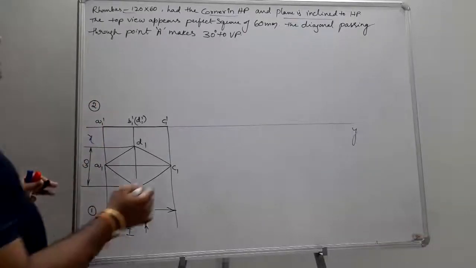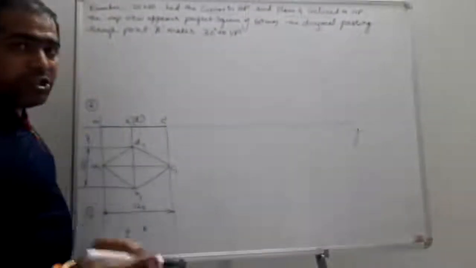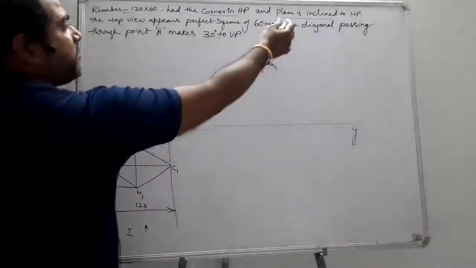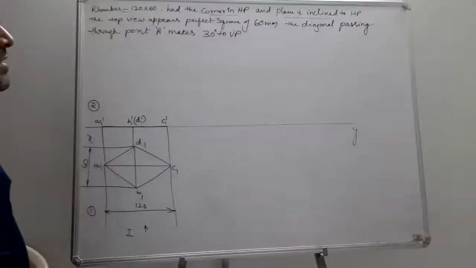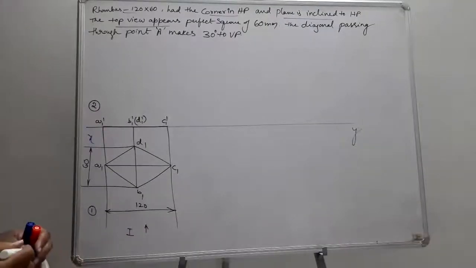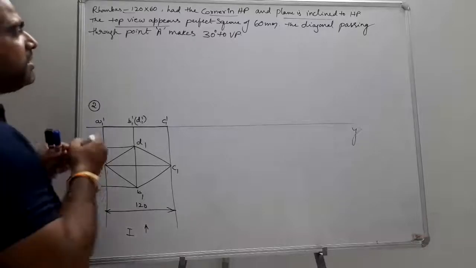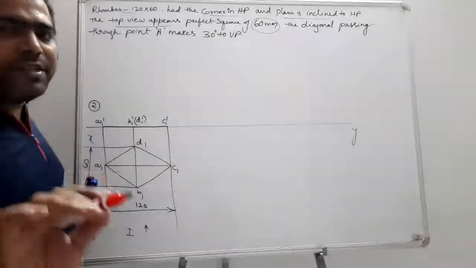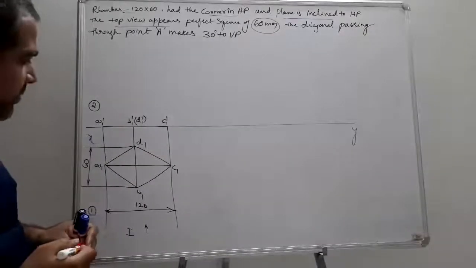Next, stage 2 is going to be surface inclination. So how can we make the surface inclination without being given the surface inclination? But the top view appears as a perfect square. What is the perfect square? It is going to be of 60. I just mentioned it is 60, but in the problem he doesn't give it. He just mentioned it is a perfect square. How can we obtain the perfect square?